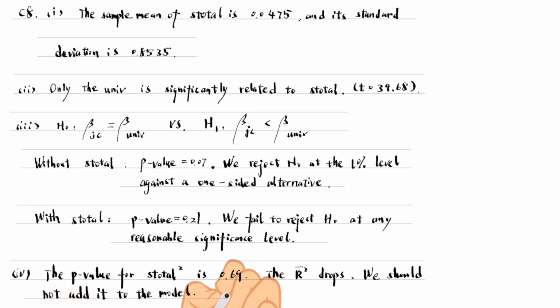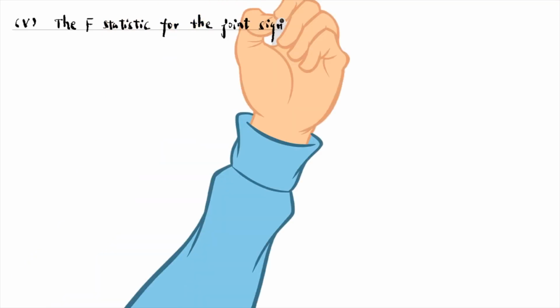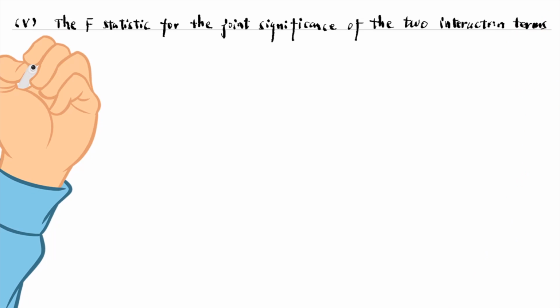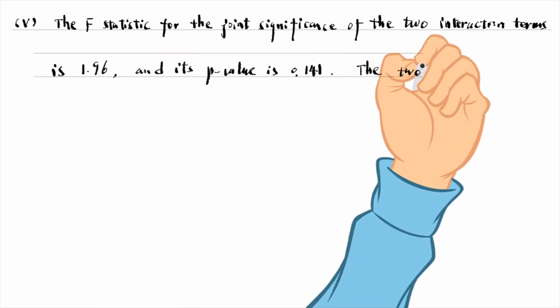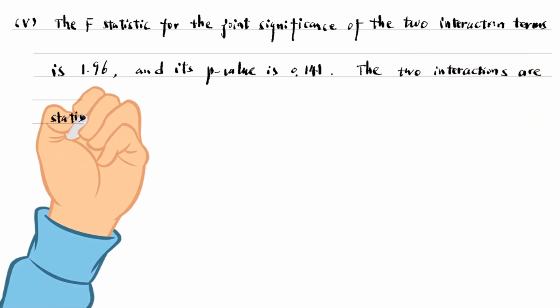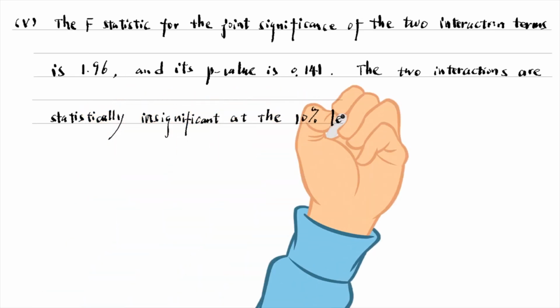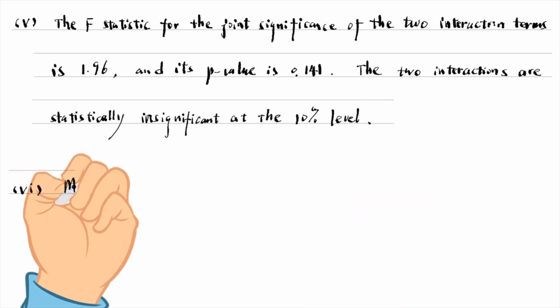For part 5, the F-statistic for the joint significance of the two interaction terms is 1.96, and its p-value is 0.141. The two interactions are statistically insignificant at the 10% level. We may consider dropping them. Therefore, the final model will be the model in part 3.